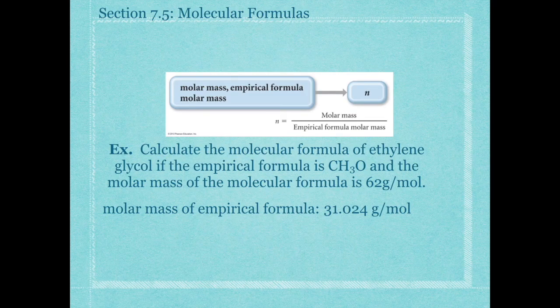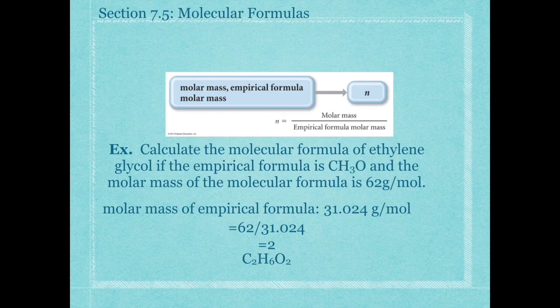I'm going to take the molar mass of the molecular formula, which is 62, and I'm going to divide that by 31, and that gives me the whole number of 2. Okay, that's my N. So I'm going to take my empirical formula now, CH3O, and multiply all of the subscripts by 2. So for carbon, the subscript's 1, so it's going to be C2, H will be 6, and O will be 2. And that is how you go from your empirical formula to your molecular formula.